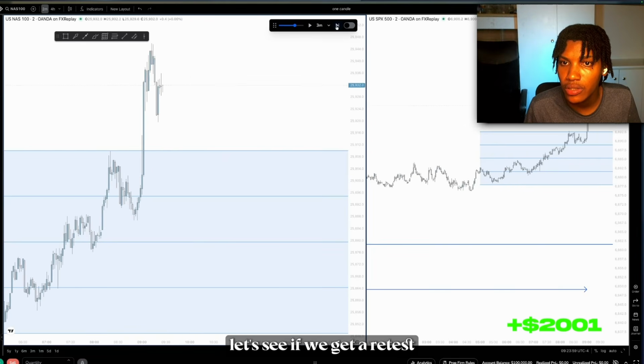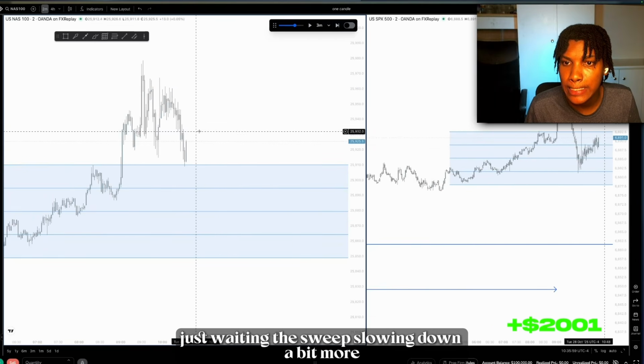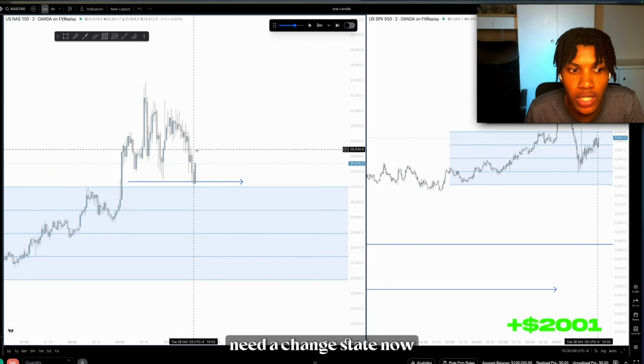Let's see, we get a retest. Okay, we spiral away, just waiting. A sweep, or slowing down a bit more. Okay, right here we go, retest. Cool. Sweep over low. Need a change state now.